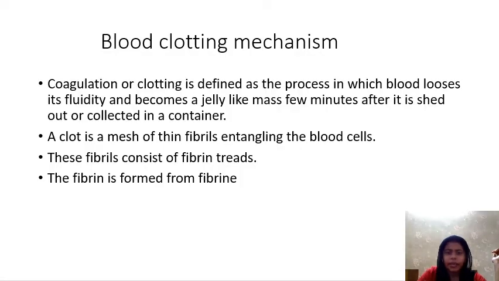So, blood clotting mechanism. Coagulation or clotting is defined as the process in which blood loses its fluidity and becomes a jelly-like mass a few minutes after it is shed out or collected in a container. That process is called blood coagulation. A clot is a mesh of thin fibrils entangling the blood cells. These fibrils consist of fibrin threads. The fibrin is formed from fibrinogen.